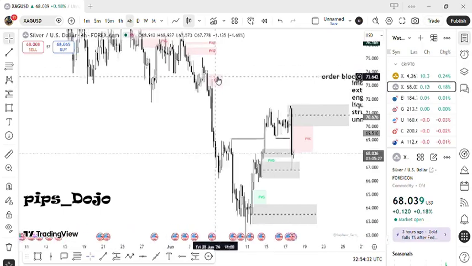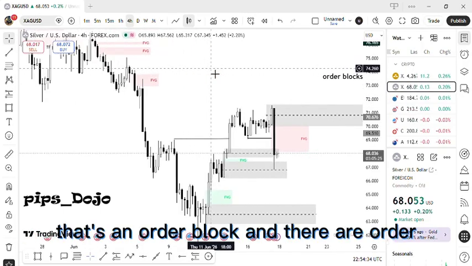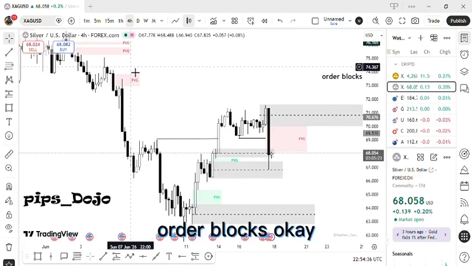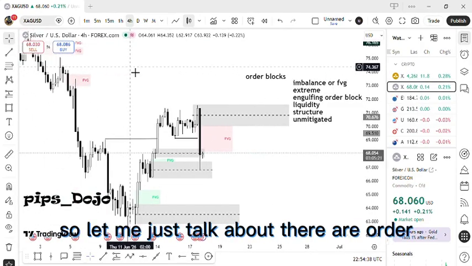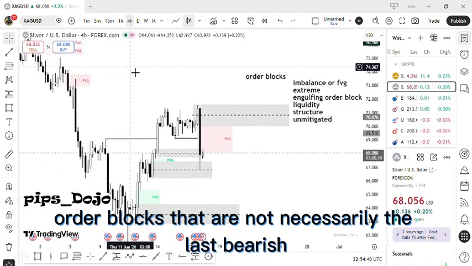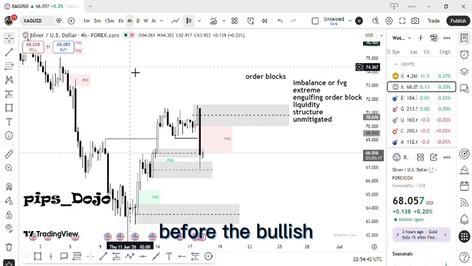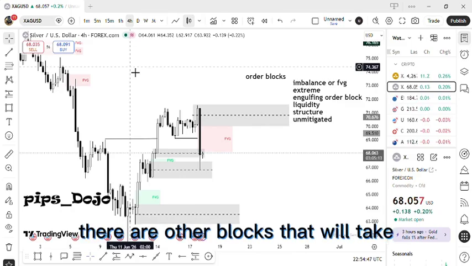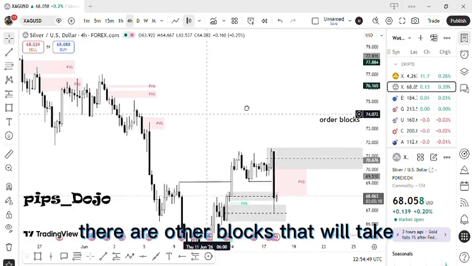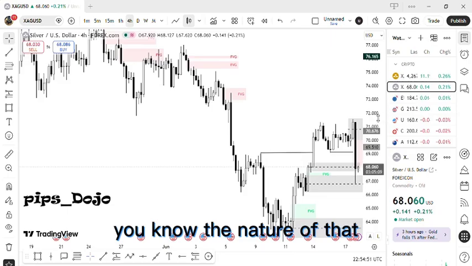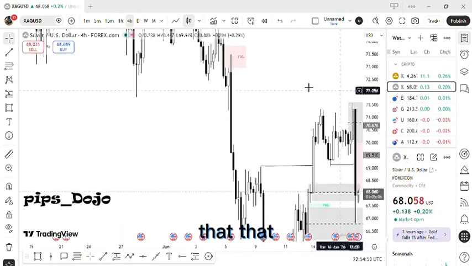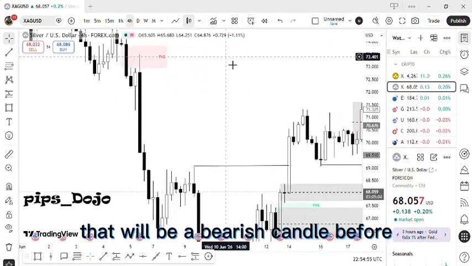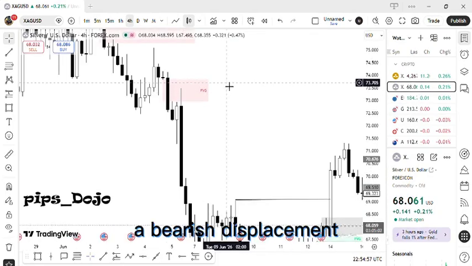Okay, that's an order block. And there are other blocks. Okay, I saw something now. So let me just talk about it. There are other blocks that are not necessarily the last bearish before the bullish, and that are not necessarily the last bullish before the bearish. There are other blocks that will take the nature of a bearish candle before a bearish displacement.